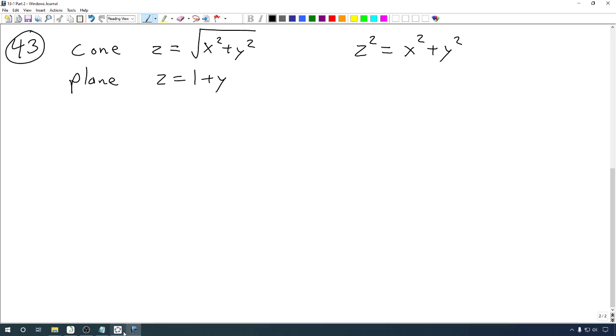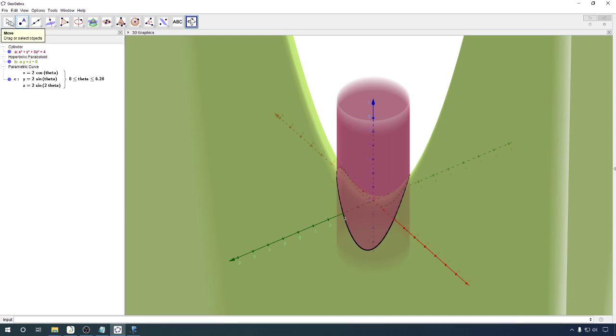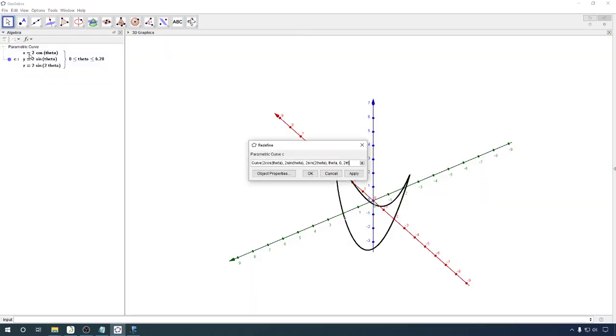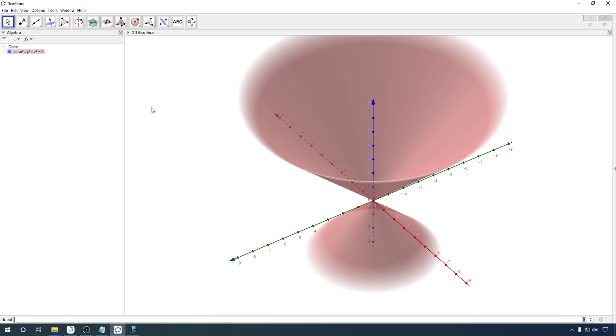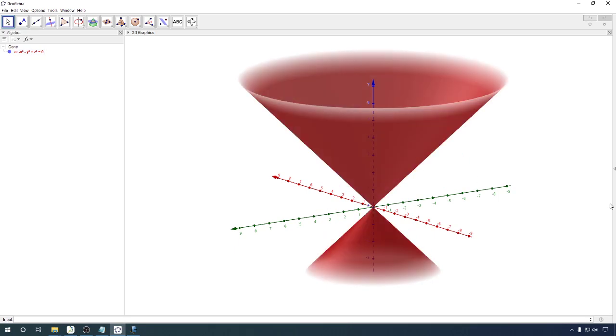And of course, let's go ahead and graph this first. So get rid of these. So our first one, I'm just going to go ahead and graph it with the z squared, just so you don't have to worry about the square roots. So remember, our cone has two parts to it. Technically, we're only worrying about this top part. The bottom part is where z's are negative. And then we have the equation of the plane, z equals 1 plus y.